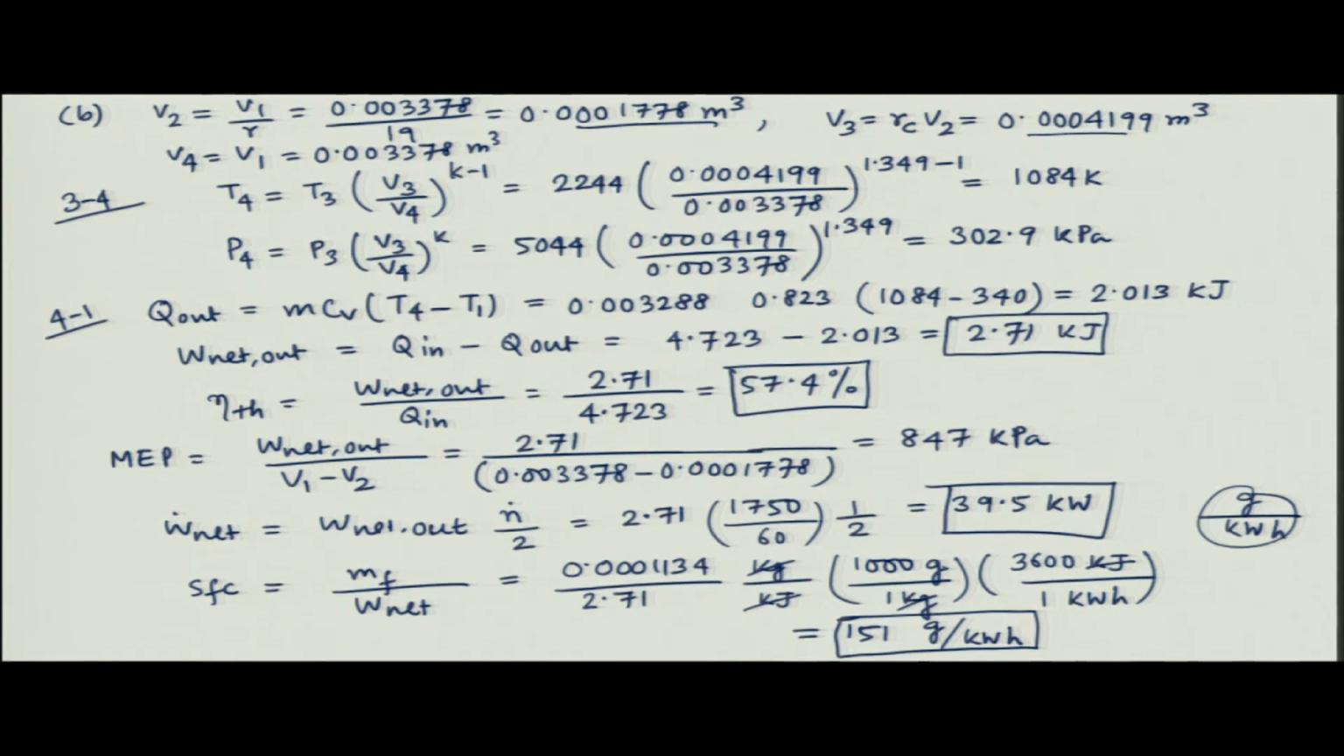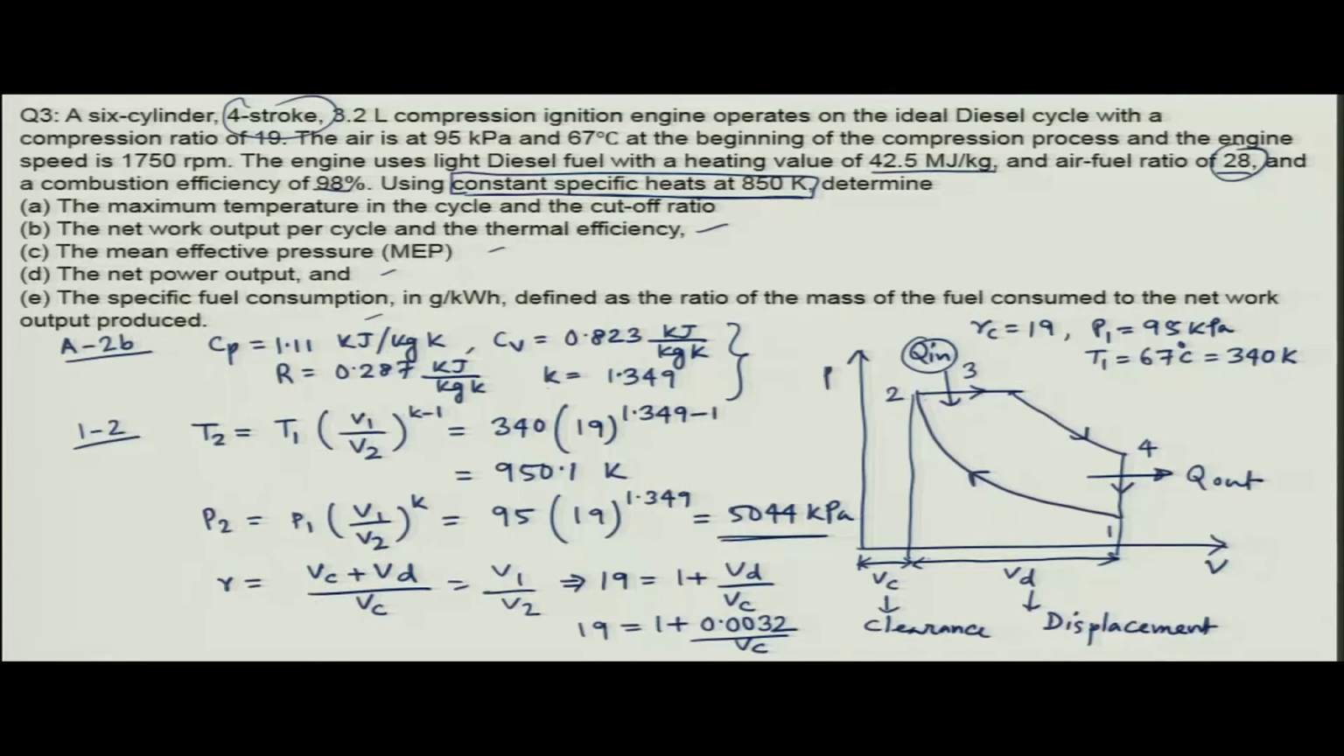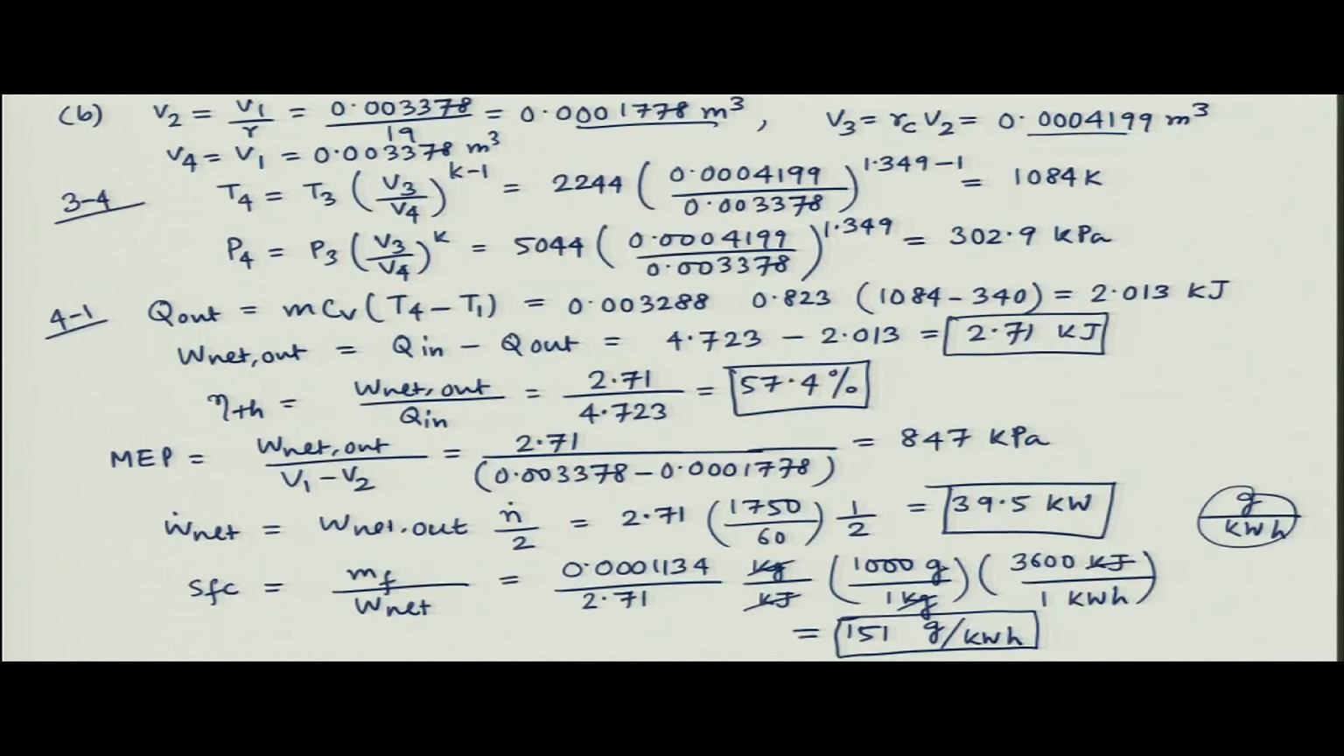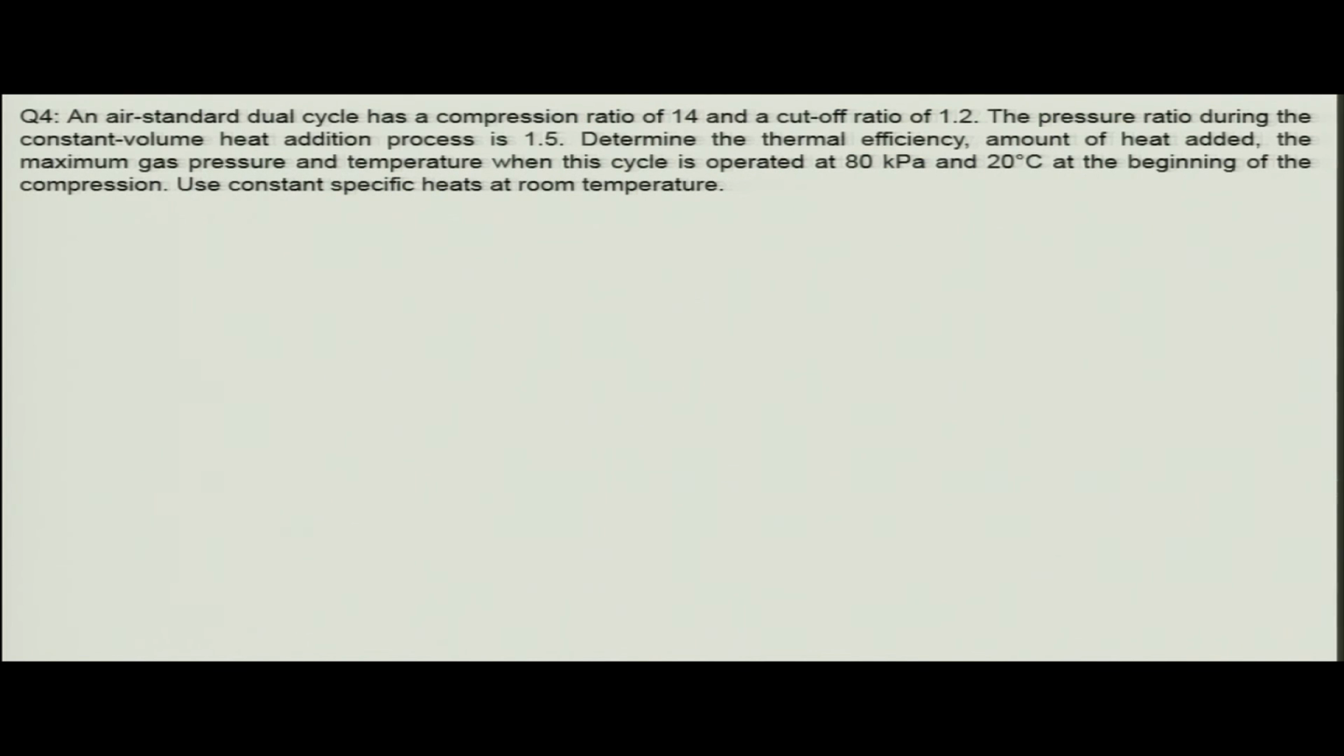So, this was a big problem on the 4-stroke diesel engine, and we have calculated the maximum temperature, net work output, mean effective pressure, net power output, etc., and the specific fuel consumption. I will move to a next problem on the dual cycle, right. Dual cycle is different from the diesel and the Otto cycle. Here basically the heat is added both at constant volume and constant pressure.